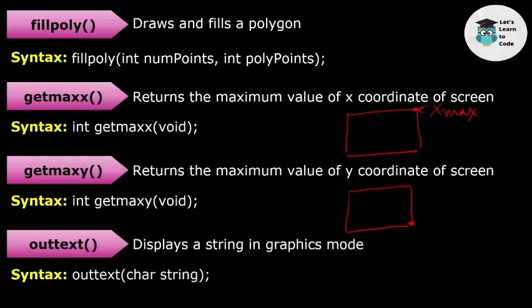Now the next method is the outText method. This allows the user to display a string on the screen. Suppose you want to display hello on the screen. Since we are in graphics mode, instead of using the printf statement, we use the outText method. This allows us to display anything on the screen. Now to display the hello string in graphics mode, we need to write outText, and within the inverted commas, we will write hello, followed by parentheses and semicolon.